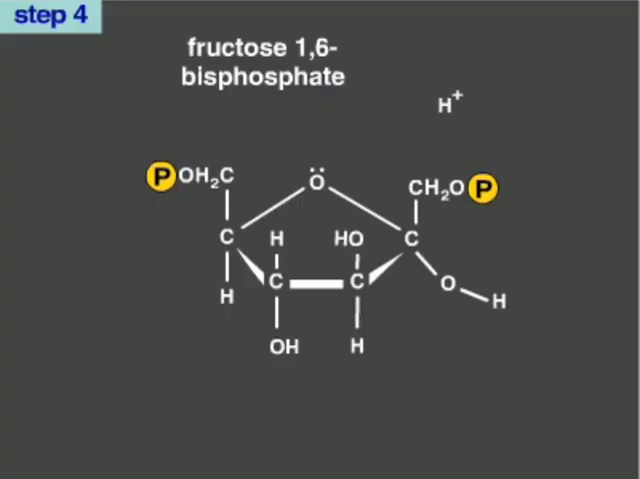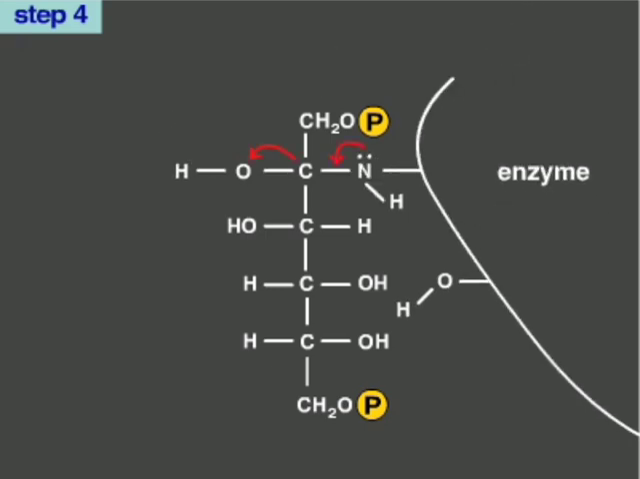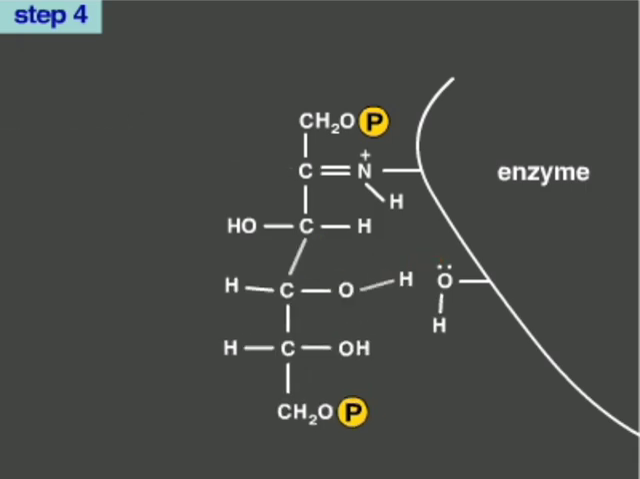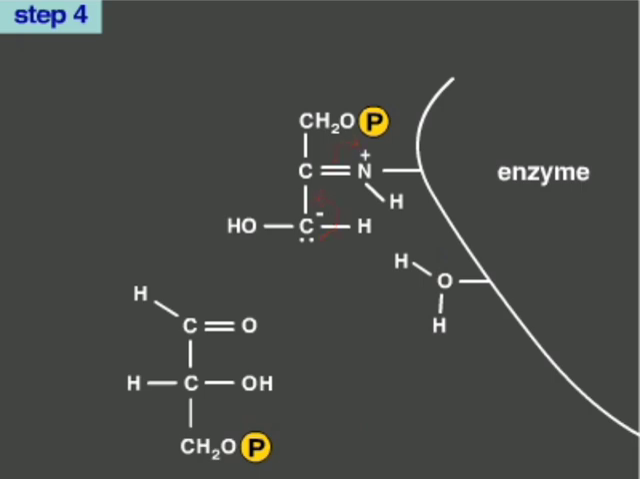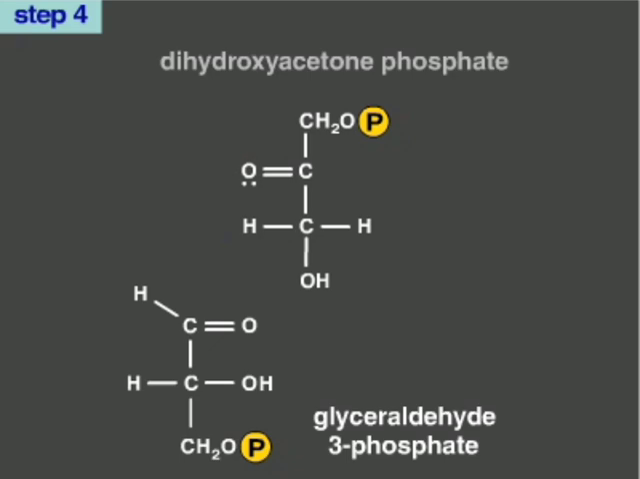Step 4 of glycolysis begins with the opening of the ring form of fructose 1,6-bisphosphate into its open chain form. In this step, the enzyme aldolase cleaves fructose 1,6-bisphosphate into 2 molecules. One molecule that is formed is the 3-carbon glyceraldehyde 3-phosphate. The enzyme performs additional reactions on the second 3-carbon molecule. The second molecule is dihydroxyacetone phosphate.